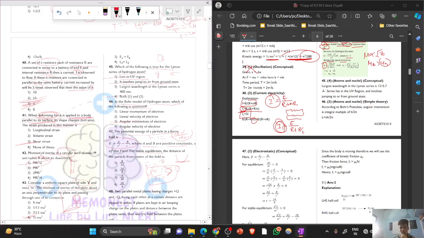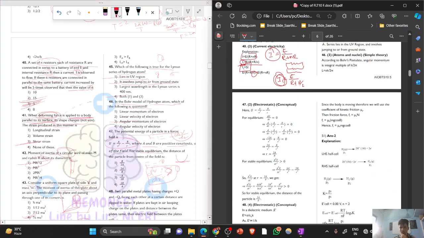By using the condition, as you can see in the explanation, for a stable condition you get the condition on A upon B. For a stable condition, r will be 2A by C. Option second will be your correct answer.